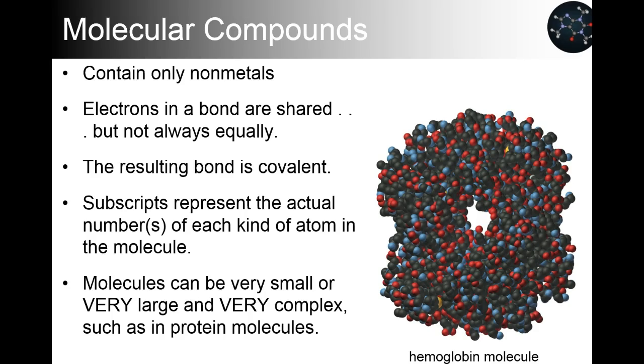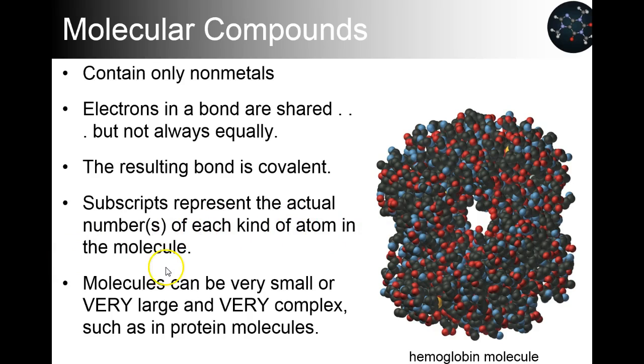Okay, now molecular, or what we're also calling covalent compounds, contain nonmetals only. The electrons in a covalent bond, or molecular bond, are shared, but not always equally. The electron will tend to spend more time with the stronger charge and less time with the weaker charge, but it's shared back and forth, and that's called a covalent bond.